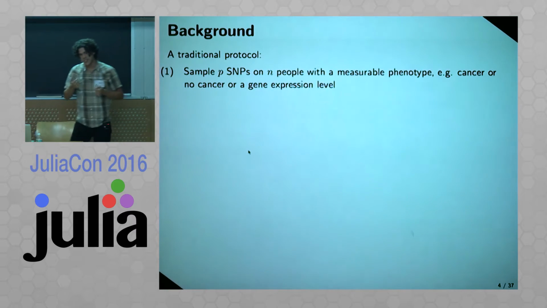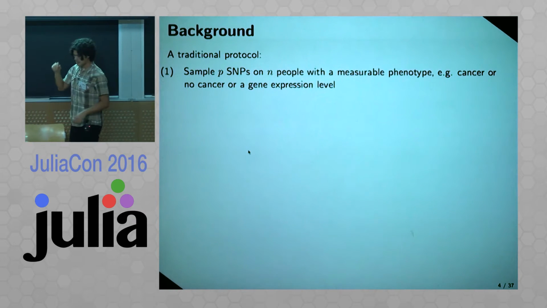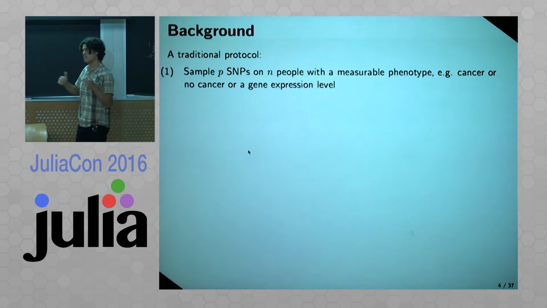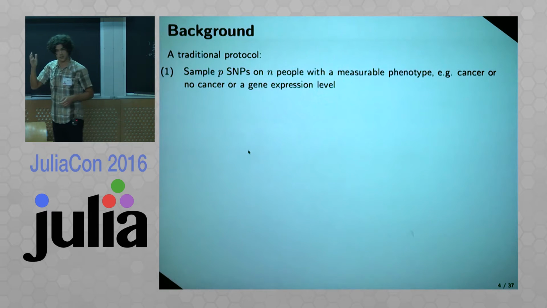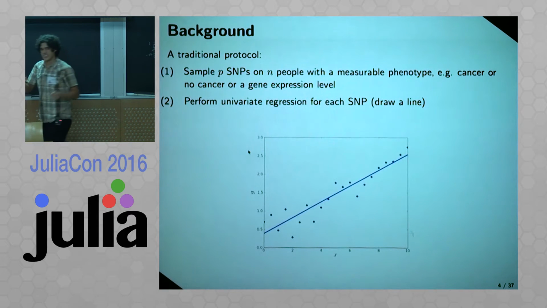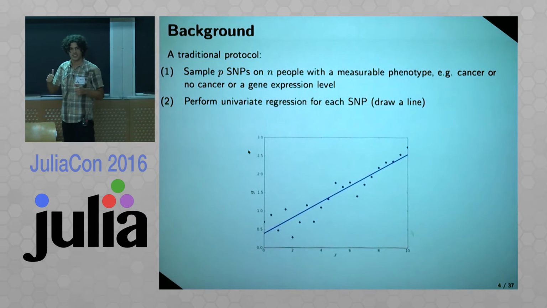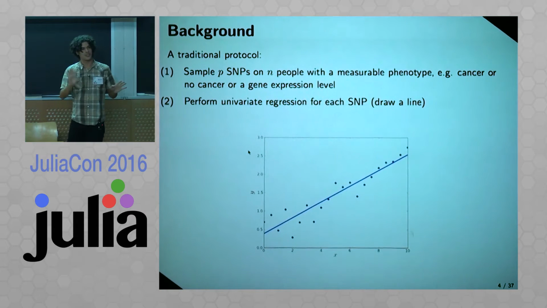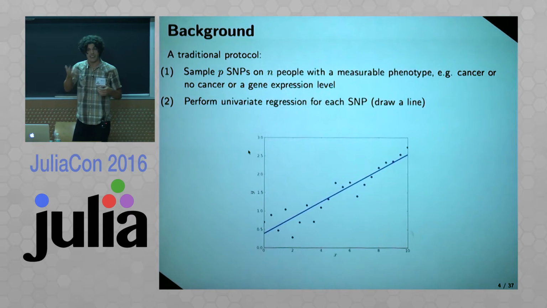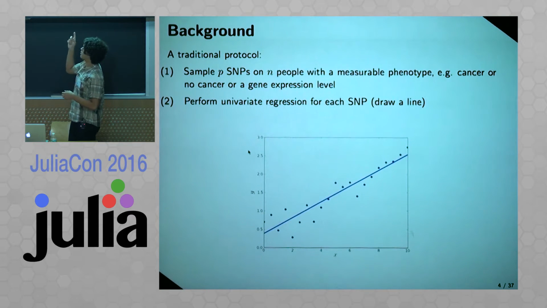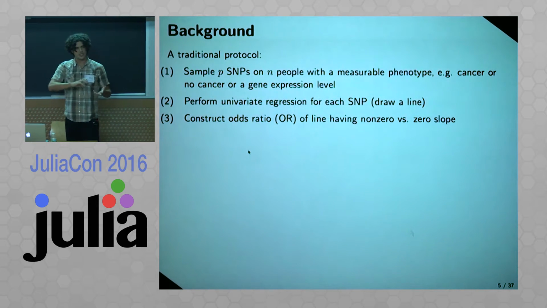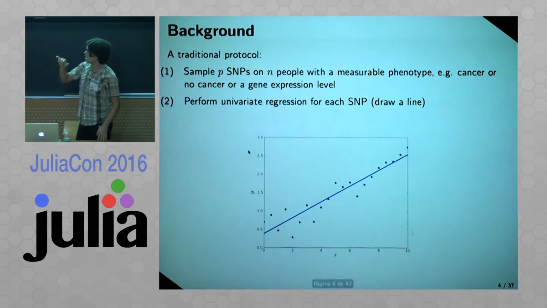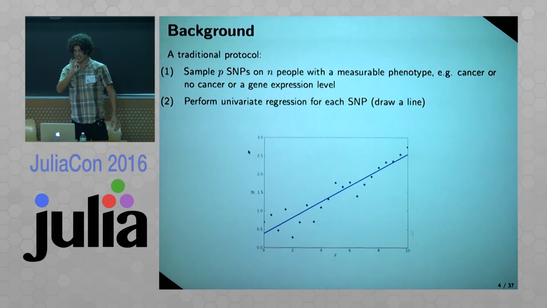So how does the GWAS itself work? Here I'll give you a traditional protocol. Let's say you sample P SNPs on N people, and you have to have some kind of measurable phenotype. I gave diabetes, but you can also have height. You can have any other disease that you care about. Cancer is a really popular one. Then you're basically going to take every SNP and perform a univariate regression, right? Very simple. You're going to do each of these regressions independently. So let's say you have 500,000 SNPs on your genotype chip. You have 500,000 lines with respect to the phenotype. Once you have those lines, you can construct an odds ratio of that slope, testing whether the slope of this line is significantly distinct from zero, right?